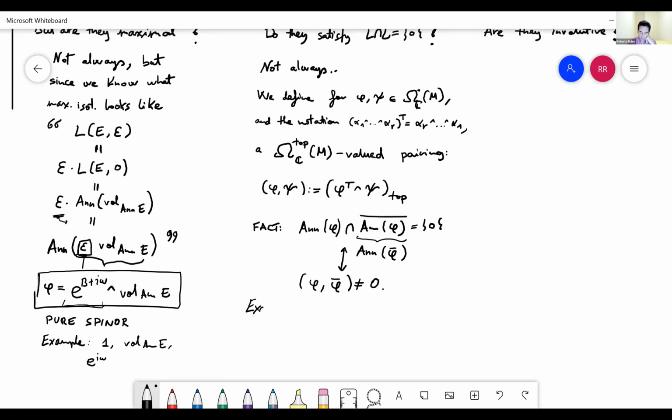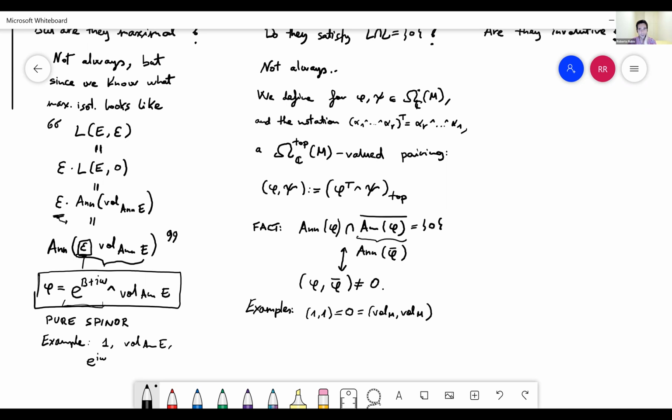And now you can check that 1 doesn't satisfy this property. Why? Because I won't get to any top form, so this is 0. And actually, the same happens if I have a volume form.